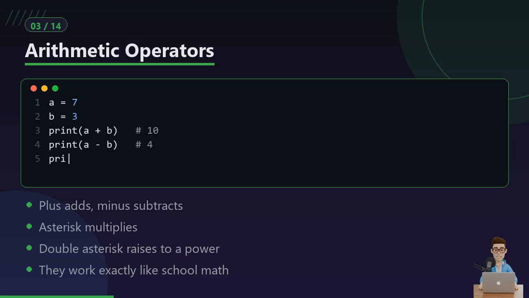Arithmetic operators are just your calculator buttons. Plus, minus, and times do exactly what you learned in school. The only new face is the double asterisk, which means to the power of, so 7 double asterisk 3 is 7 times 7 times 7, which is 343. In short, Python math reads almost exactly like paper math.